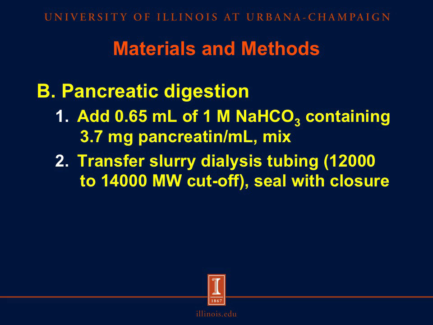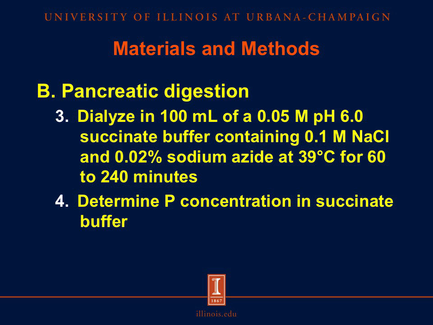The sample was then subjected to pancreatic digestion, which is simulation of the small intestine, wherein 0.65 ml of a 1 M sodium bicarbonate containing 3.7 mg pancreatine per ml was added and mixed. Slurry was then transferred to a dialysis tubing, which is 12,000 to 14,000 molecular weight cutoff, and then sealed with closure. The sample was then dialyzed in 100 ml of 0.05 M pH 6 succinate buffer containing 0.1 M sodium chloride and 0.02% sodium azide at 39 degrees Celsius for 60 to 240 minutes.